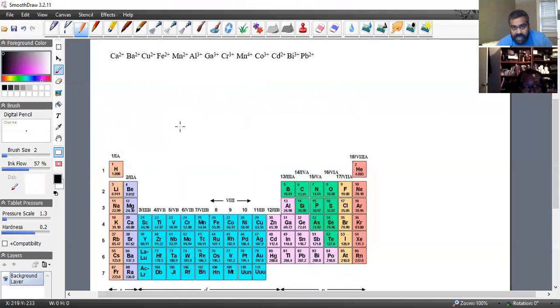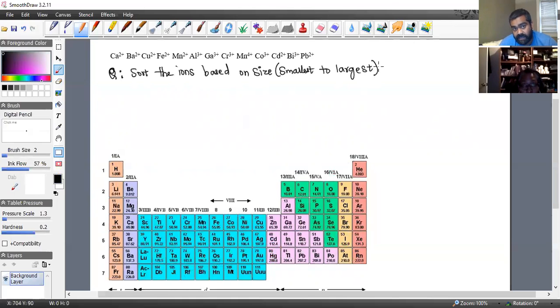Now we're going to use the same ions for 2 different cases. The first thing I want you to do is sort them. This is the question. Sort the ions based on size. We're going to do this first because I think only 2 or 3 people really got this right. First, let's do it for the size, and then let's do it for ionization energy. And that way we cover a broad spectrum of examples.